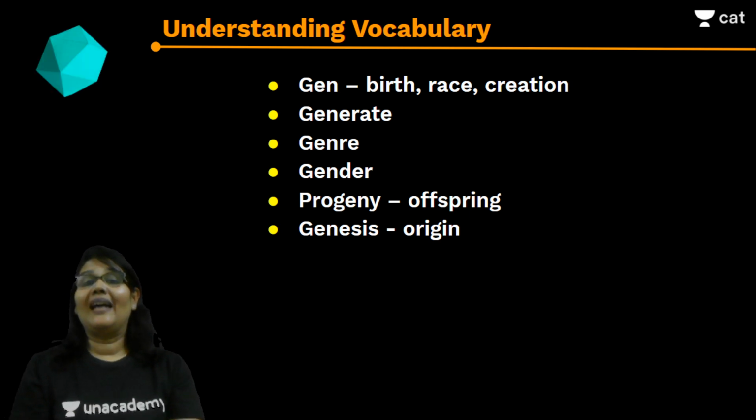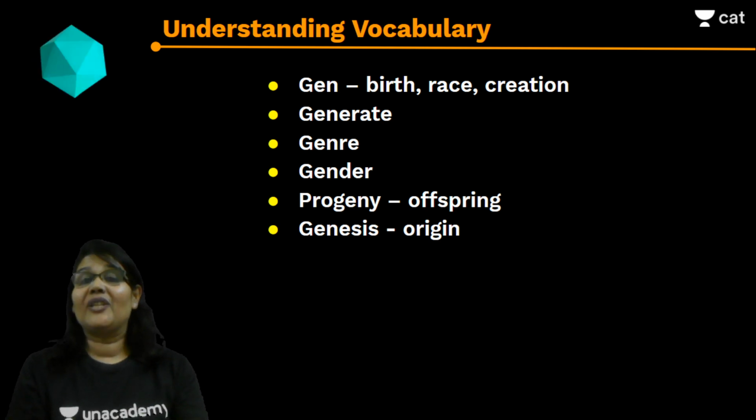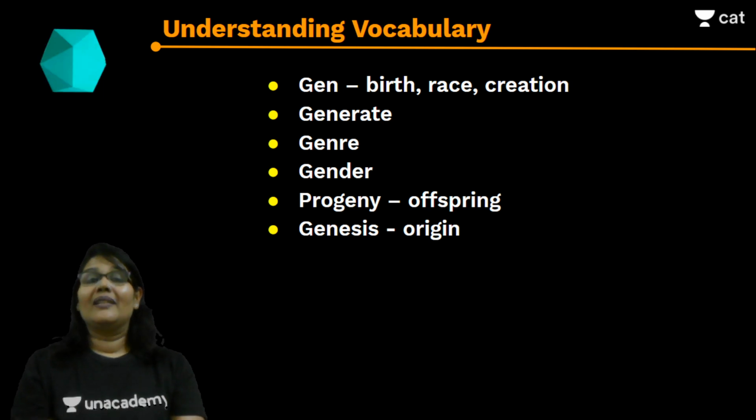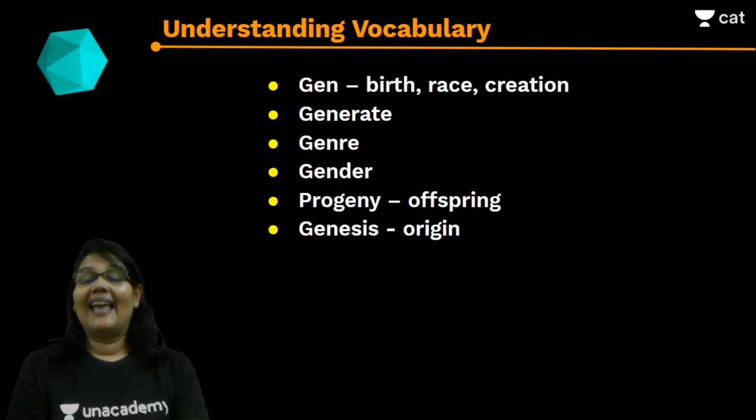Then you have the word genesis. Genesis meaning origin. Again connected to race, right? Every race has an origin. Yeah? So, see, all these words, they have a connect with gen.